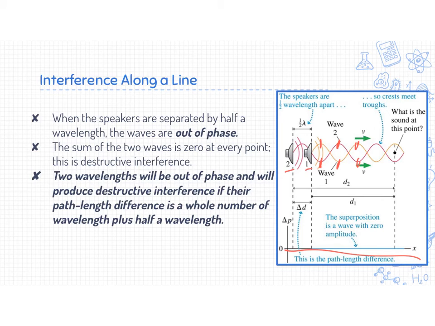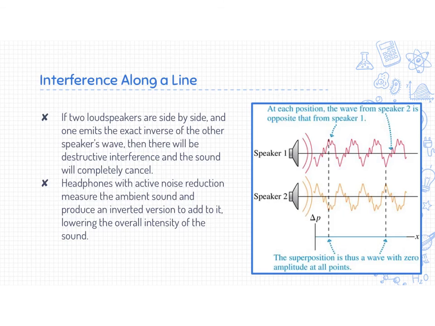These waves are out of phase and they can cancel each other out. A great example of this is actually the concept of noise canceling or noise reduction headphones. They act as two speakers. We've got speaker 1 and speaker 2.